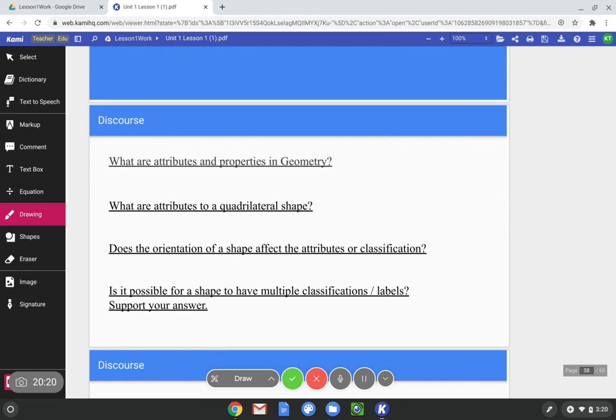What are attributes and properties in geometry? What are the attributes of a quadrilateral shape? Does the orientation of a shape affect its attributes or classifications? Is it possible for a shape to have multiple classifications or labels? Make sure that you support your answer for all of these questions, and I want you to be able to talk out and explain your answers. Ready? Go.